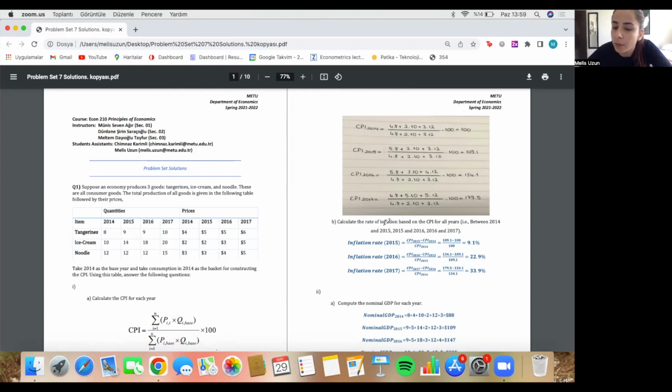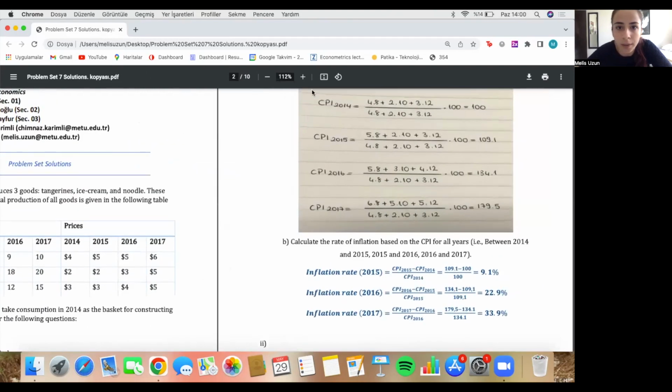So let's look at the B part. It asks us to calculate the rate of inflation based on the CPI for all years. So, the inflation rate between 2015 and 2014. We use this formula. We just subtract 2014 CPI from 2015 CPI, and we divide it by 2014 CPI. So this is the formula. If you calculate the inflation rate between 2015 and 16, you will subtract 2015's CPI from 2016 CPI.